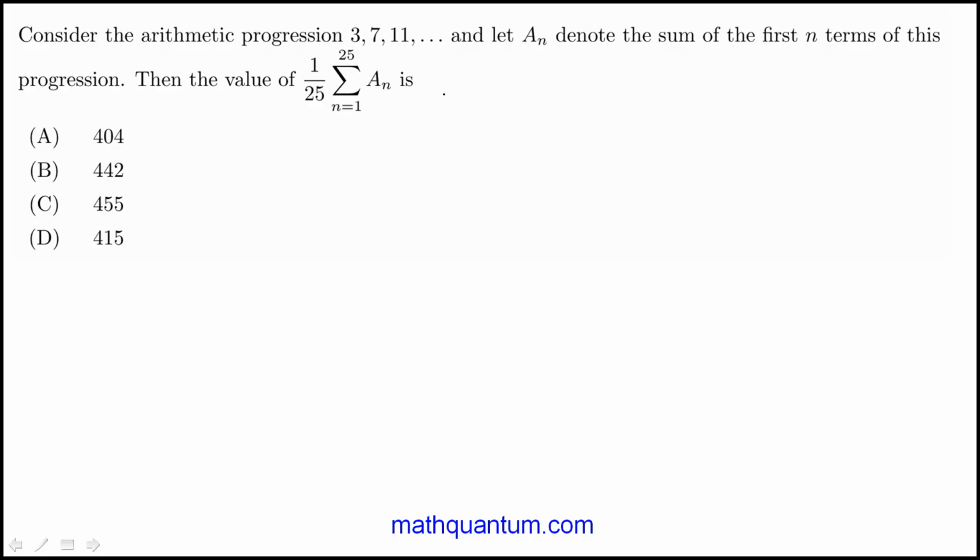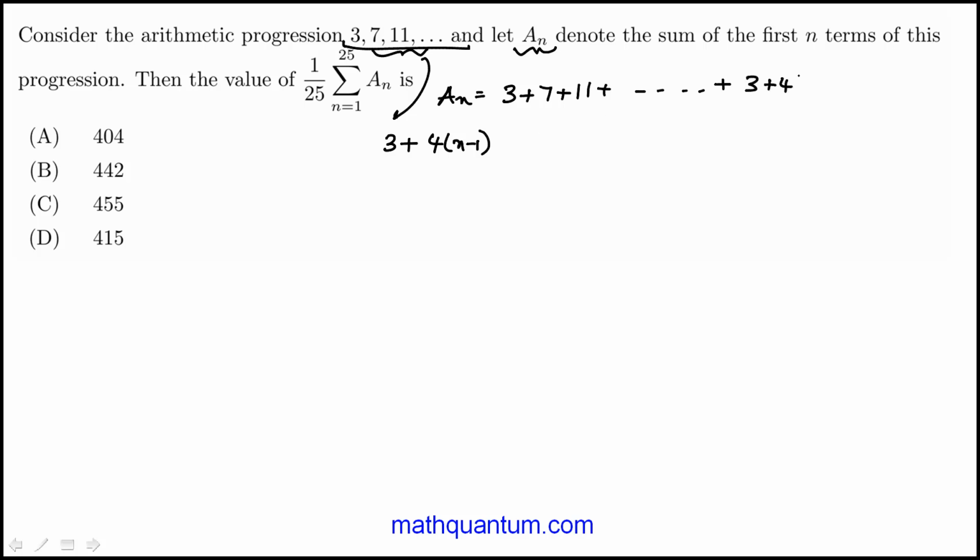So here I'll start by first writing out a sub n, which is the sum of the first n terms. So here a sub n would be 3 plus 7 plus 11, going all the way to the nth term of this arithmetic progression, which will be the first term plus the common difference, which is 4 times n minus 1. So this is the nth term.